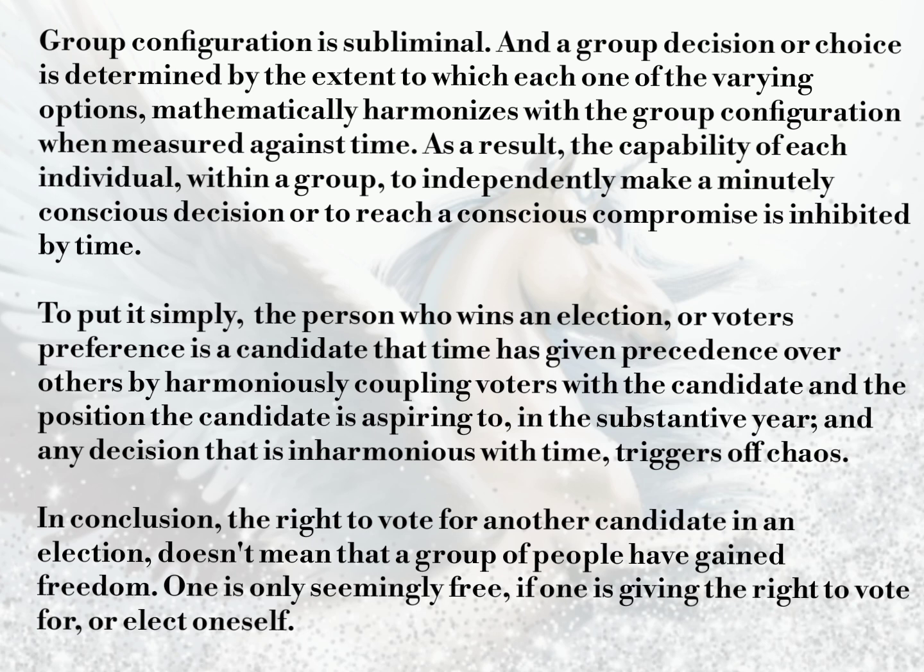As a result, the capability of each individual, within a group, to independently make a minutely conscious decision or to reach a conscious compromise is inhibited by time. To put it simply, the person who wins an election, or voter's preference, is a candidate that time has given precedence over others by harmoniously coupling voters with the candidate and the position the candidate is aspiring to, in the substantive year. And any decision that is inharmonious with time triggers off chaos.